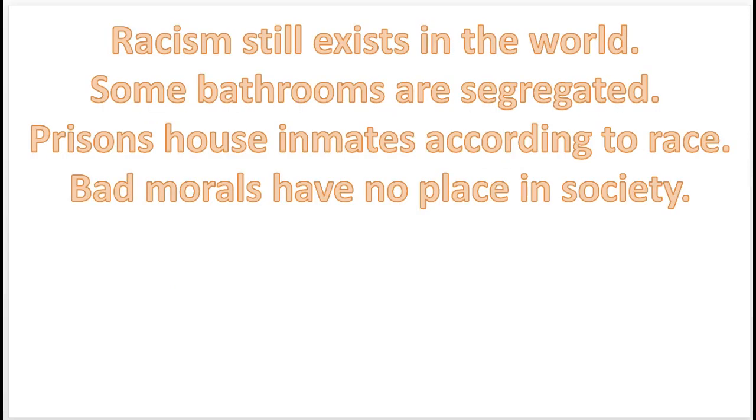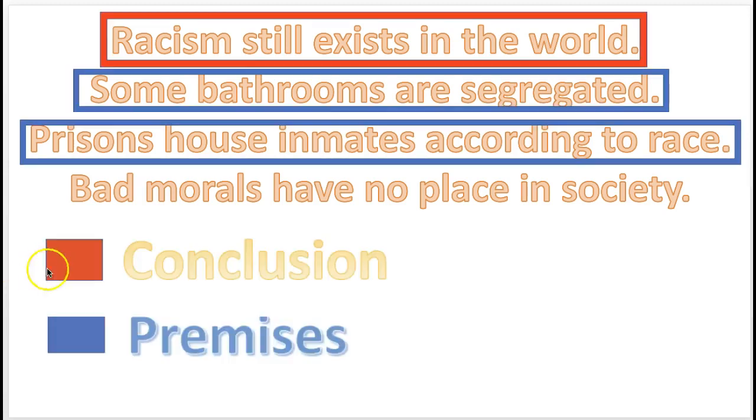Listen to this argument. Racism still exists in the world. Some bathrooms are still segregated. Prisons house inmates according to their race. Bad morals have no place in society. All right, press pause and identify the premise and the conclusion. The answer is, that's right, the conclusion in the red and the two premises in the blue. Notice the last statement is not part of the argument, it's just a passing comment.